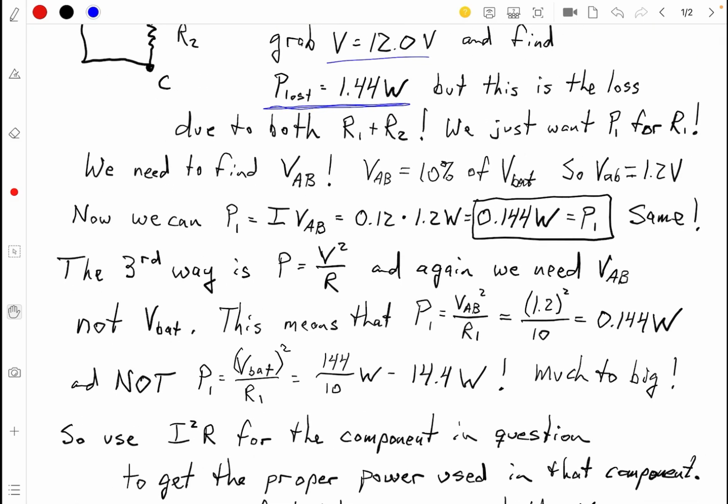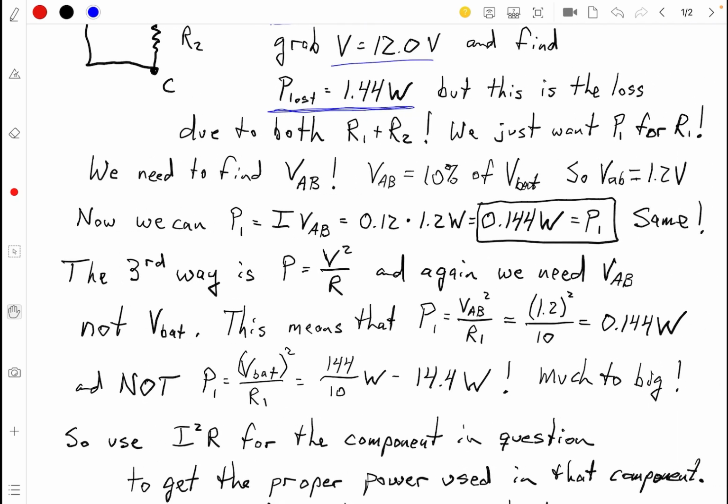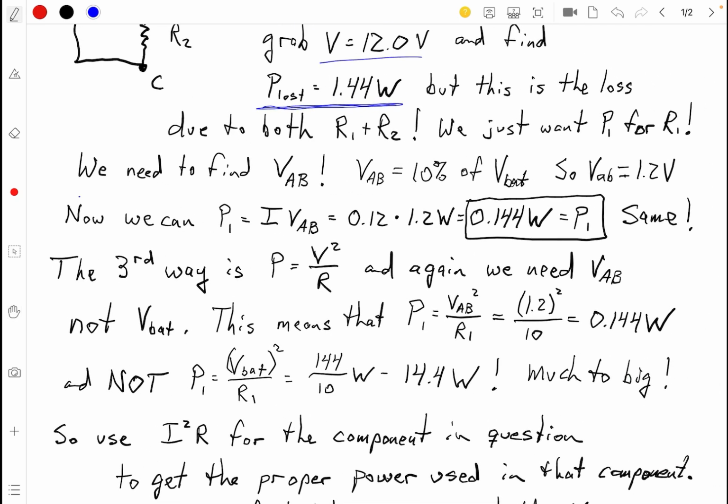So we just really want to find the power for R1. So we need to find what that voltage is. We need to find what this VAB is. Okay, so VAB is 10% of the voltage of the battery. Why? Because R1 is 10% of the total 100 ohms. So we only want to use 10% of it. Well, 10% of the total battery voltage is VAB.